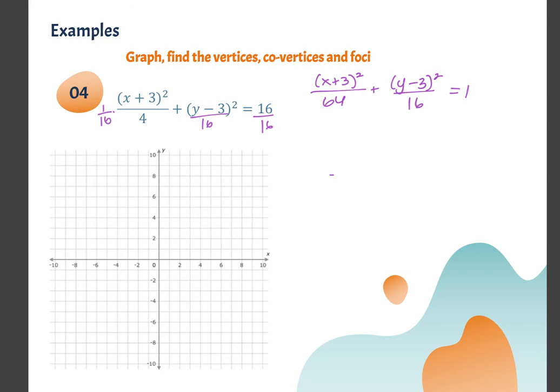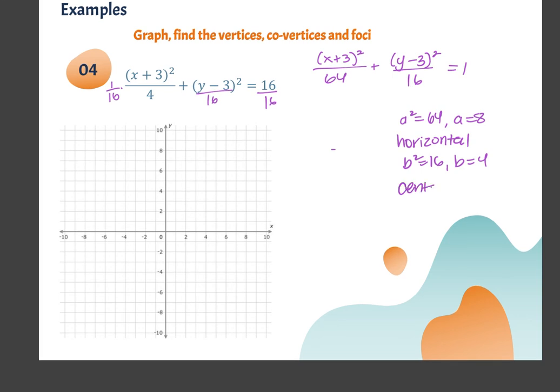So now what's a squared? 64, which tells me a is 8, and it also tells me what kind is this? Horizontal, good, because it's under the x. The b squared is 16, so b is 4. My center is the opposite of what follows x, so -3, and the opposite of what follows y, so +3. So I'm going to go left 3 and up 3, and we'll put my center. Because my a is 8 and it's horizontal, I'm going to go right and left 8. 1, 2, 3, 4, 5, 6, 7, 8, and left 1, 2, 3, 4, 5, 6, 7, 8. My b is 4, so I'm going to go up 1, 2, 3, 4, and down 1, 2, 3, 4, and then I'm going to draw my ellipse.